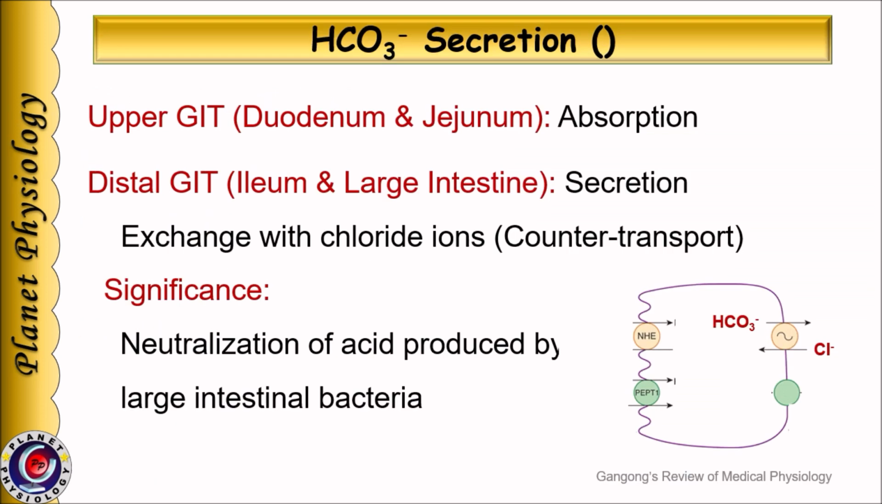Now we shall study how bicarbonates are processed in the GIT. In the upper GI tract, that is the duodenum and jejunum, bicarbonates are absorbed, but in the ileum and large intestine they are secreted in exchange for chlorides. That is, there is chloride bicarbonate countertransport. This bicarbonate secretion is important for neutralization of acids produced by colonic bacteria.